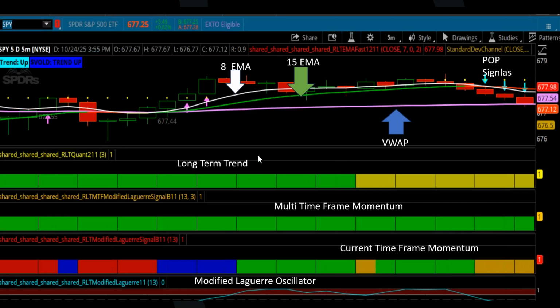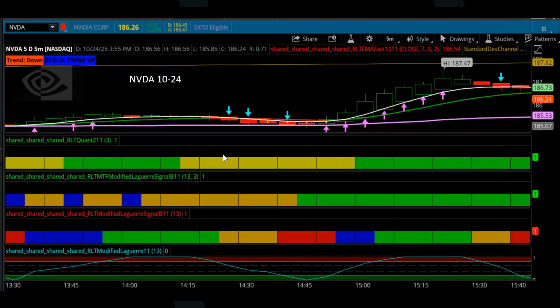Okay, so those are our indicators. I'm going to show you a few trades that we've taken recently, so you can see how the indicators are used. This is a 5-minute chart on NVIDIA. This is a trade we took 10/24. You can see you're looking at your indicators here, and you're looking at your VWAP, et cetera.